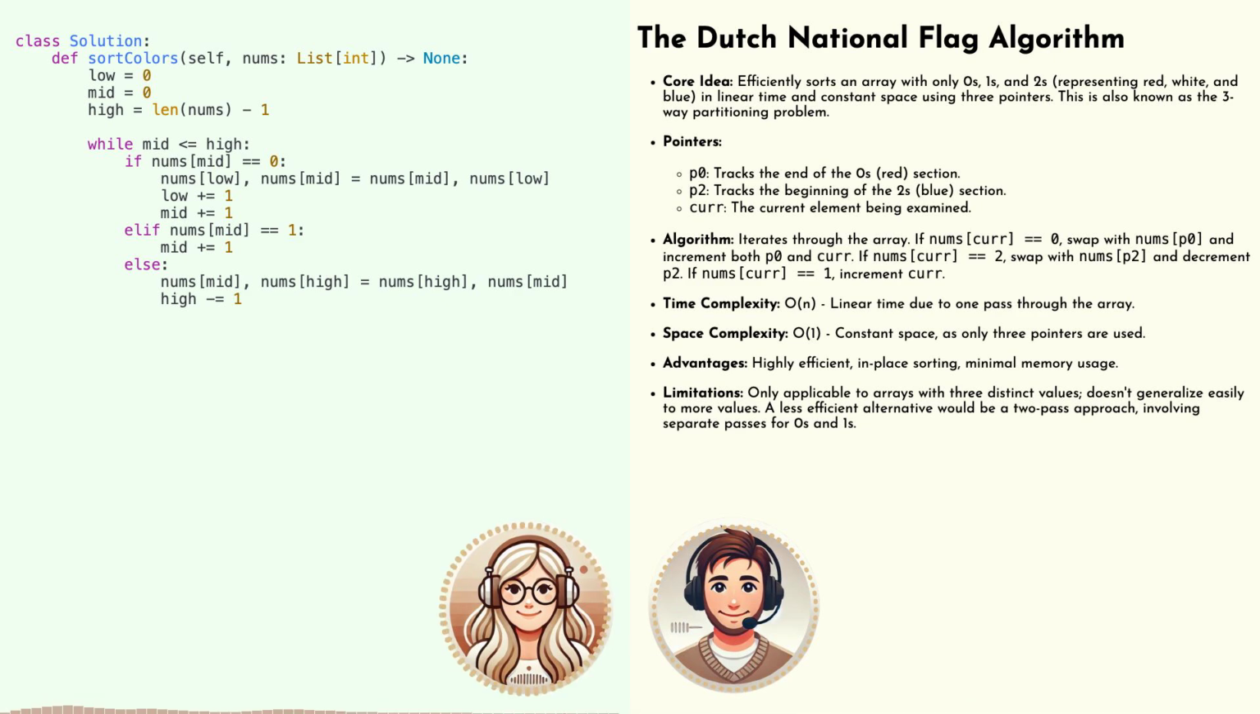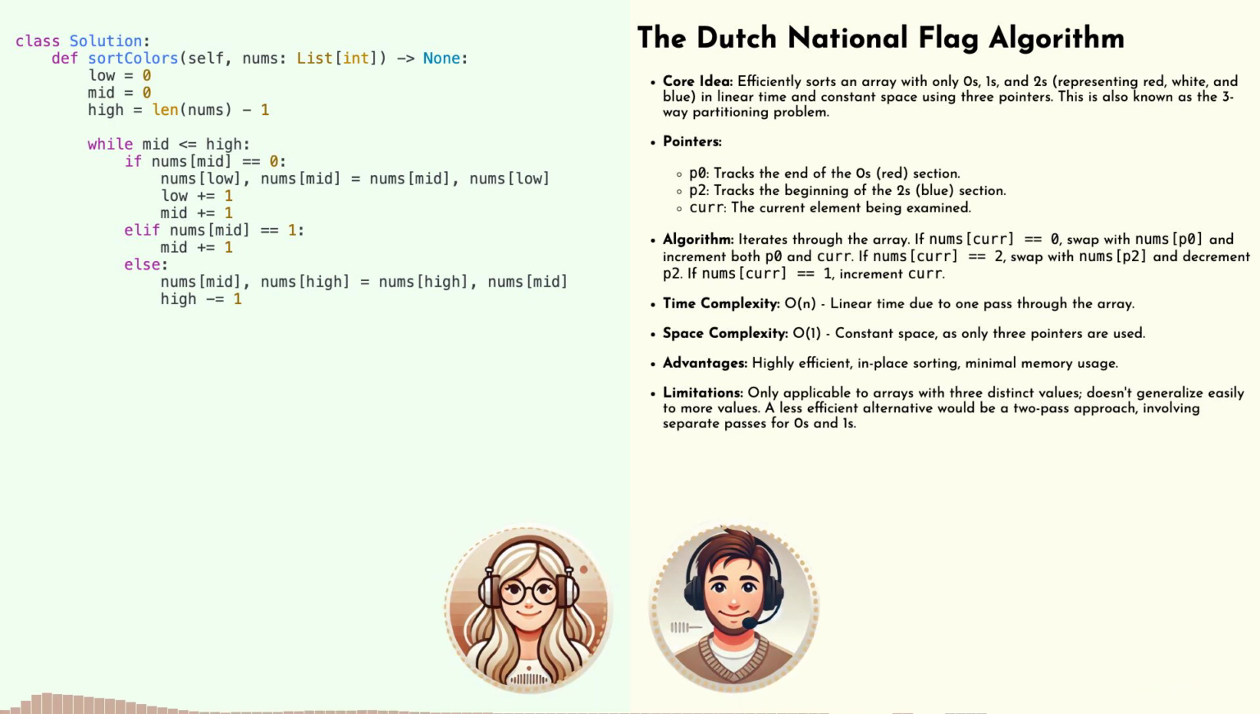Well, think of it like this. We have three pointers, right? We can call them low, mid, and high. Okay, like signposts, marking the different sections of our flag, our array. I'm picturing it. So what exactly do these pointers represent? So the low pointer keeps track of the end of the red section. Okay, everything before it should be all zeros. Gotcha. And the high pointer? High marks the beginning of the blue section. So everything after that is twos.